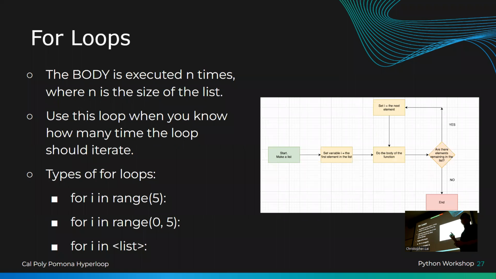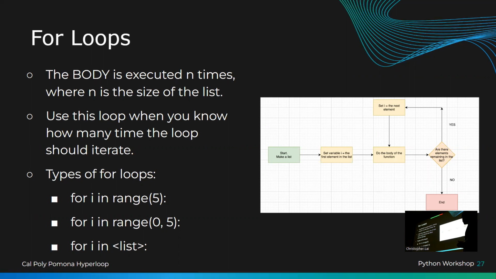For loops. The difference between while and for loops, and I never know the best way to introduce this: you use for loops when you know when something's going to end. Let's say you want to put 10 eggs in the mixing bowl when you make a cake. Because you know it's 10 eggs every single time, you're going to use a for loop to make this happen. In the for loop, the body is executed n times, where n is the size of a list. Use this loop when you know how many times the loop should iterate.